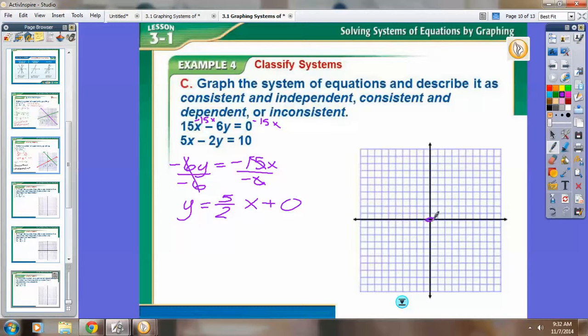So the y-intercept is 0, put a dot there. We could rise 5, 1, 2, 3, 4, 5, and run 2. Rise 5, and run 2. Put in, went down 5, and left 2.